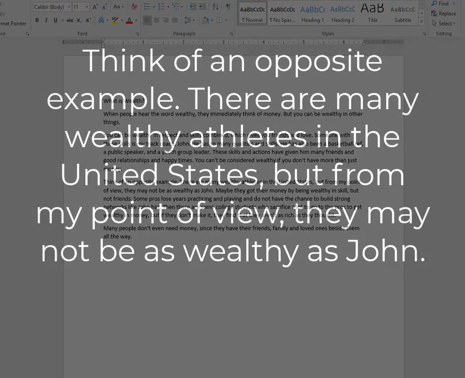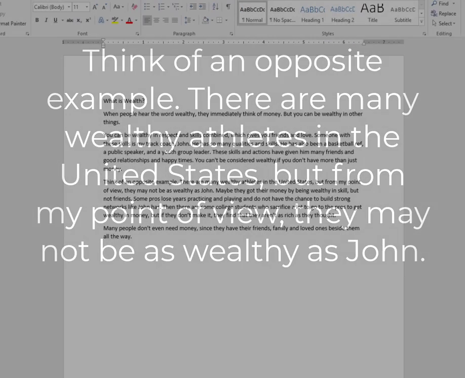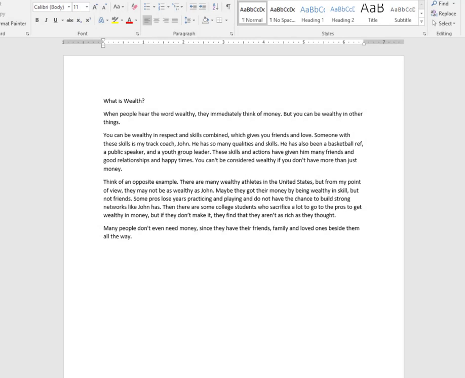Next paragraph. Think of an opposite example. "There are many wealthy athletes in the United States, but from my point of view, they may not be as wealthy as John." And so here, this writer is almost doing kind of a counter-argument. They're also doing kind of an example by showing the opposite in a way. So here we're going to have something that is probably familiar to us, right? Money doesn't buy happiness. I'm going to expect to see some version of that as the reader.